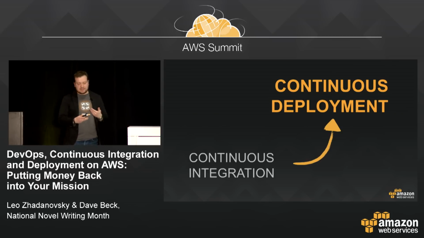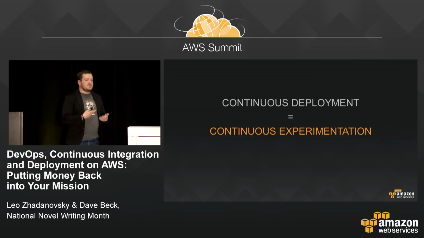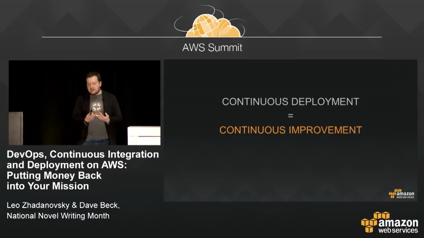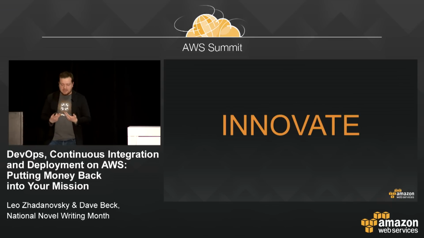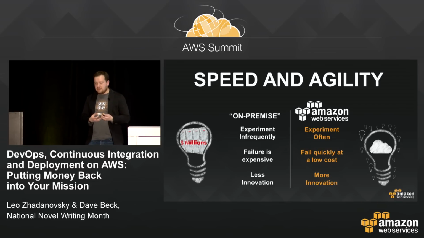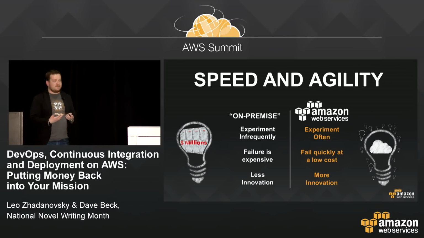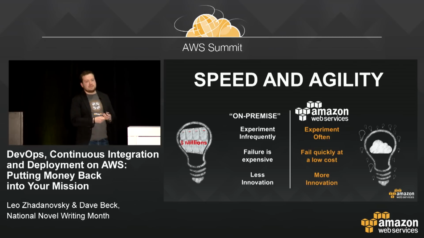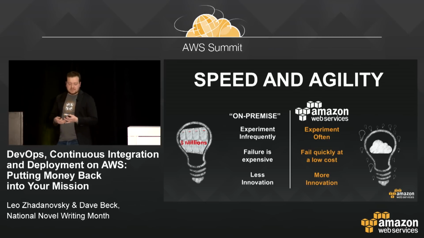So just to reiterate, continuous integration means that you can then have continuous deployment. Continuous deployment means you can always experiment. The risk of failure is low, and the cost of failure is low, so you can fail fast instead of having to avoid big failures. You can continuously improve your product, and this means that you can innovate on behalf of your customers, and this is really powerful. On AWS, you can experiment really often. Failing is cheap. Failing is okay because it's a small failure that you can quickly recover from, and this allows you to innovate. All these things on premises are a lot harder and much bigger problems.